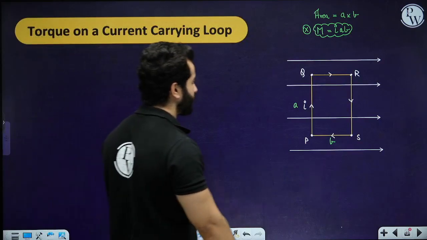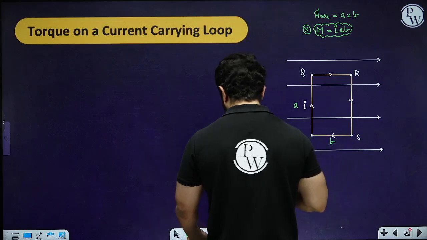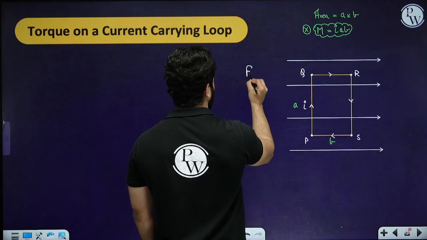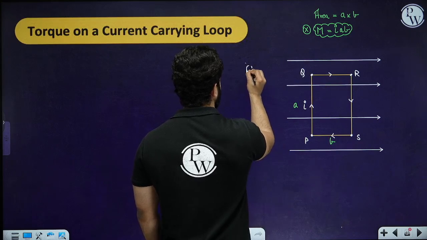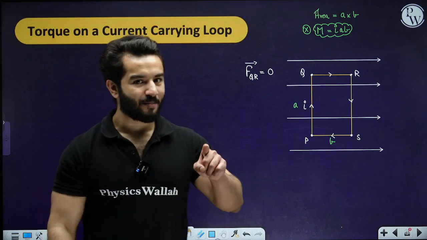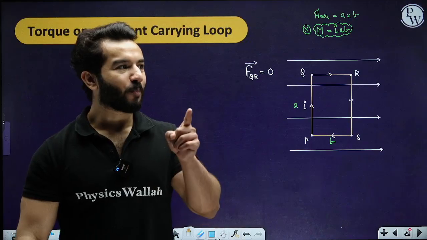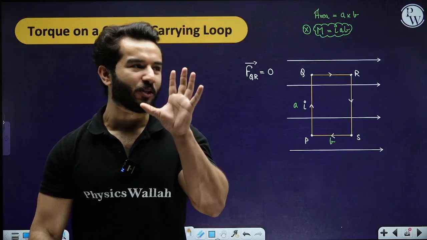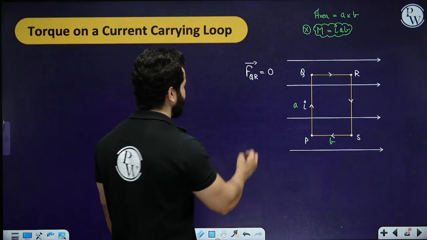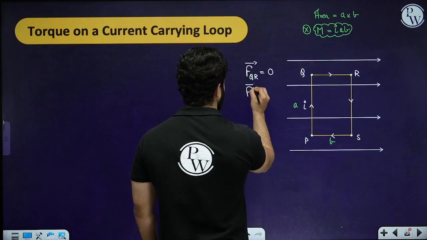Now if I am going to say what is the force acting on QR, let's discuss what is the force acting on the QR side, because it is a current carrying wire. It will be 0. Why? Because current and magnetic field are in the same direction. So BIL sine theta, sine 0. Similarly, there will be no force on this PS also, right?